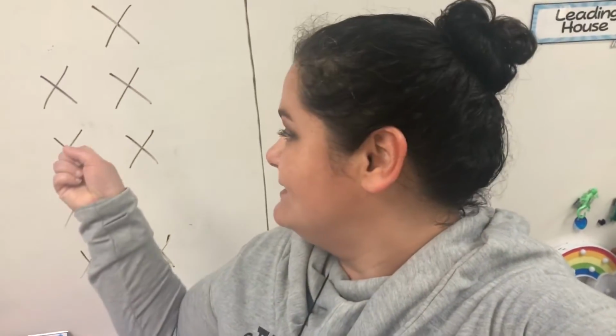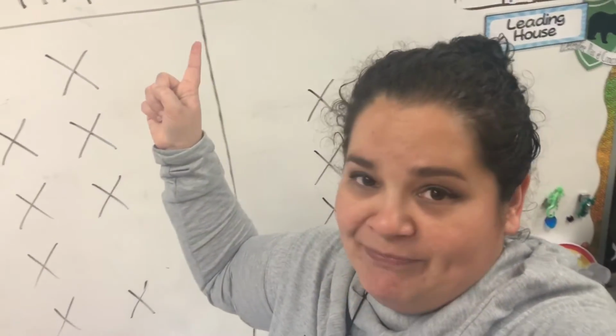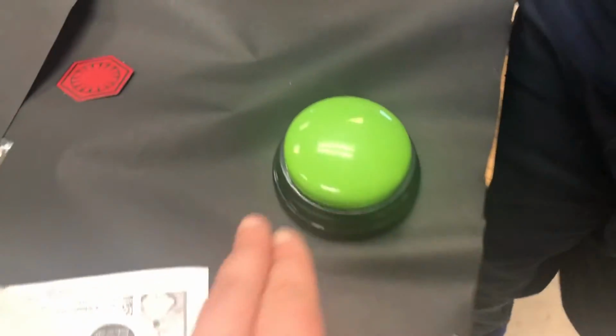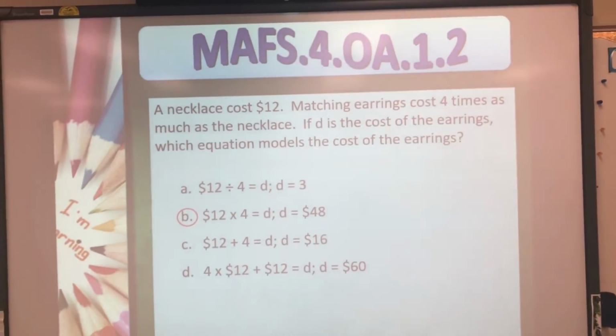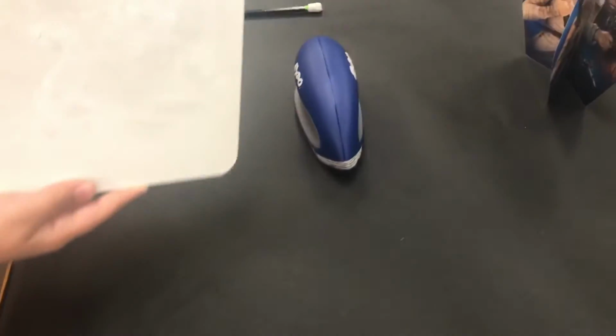Yay! We are currently playing our Star Wars version of Grudge Ball. So behind me are the X's of all the teams. So we have the Sith versus the Jedi. And each student has a dry erase board with a dry erase marker and a buzzer with an eraser. And they have to answer questions that I project on the board. We also have the Jedi here with their buzzer and their eraser.